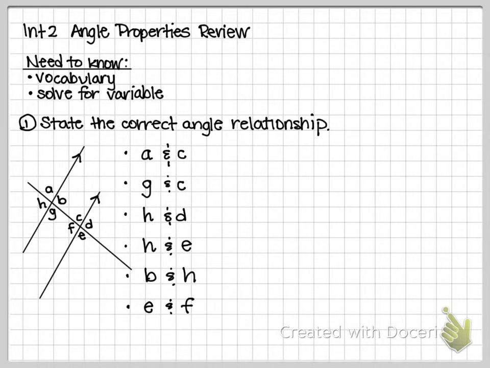Remember that you need to know all the vocabulary from this chapter, and you need to be able to solve for a variable. But in addition to solving for a variable, you have to be able to justify. So you've got to make sure that you can write the appropriate equation, solve it correctly, and know the vocabulary word that's associated with it.